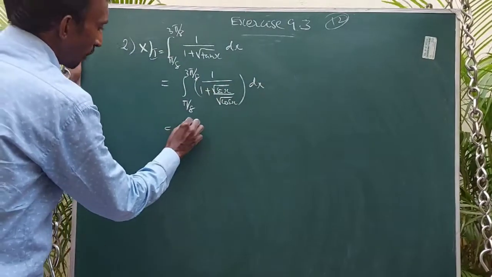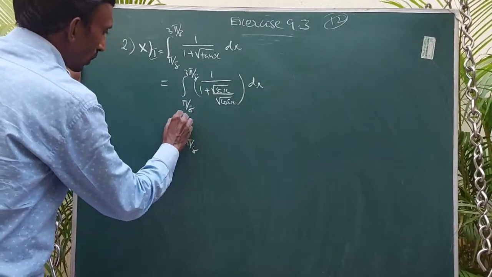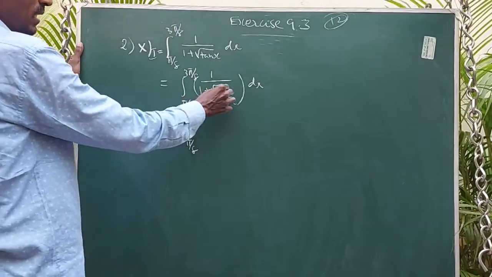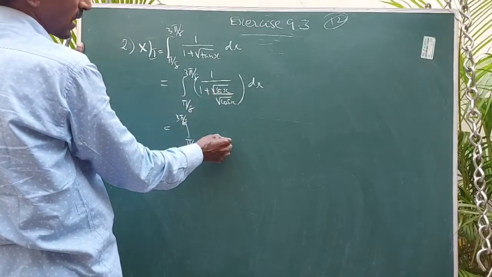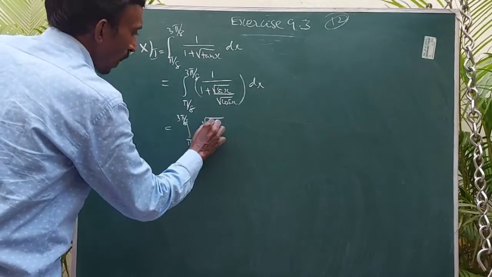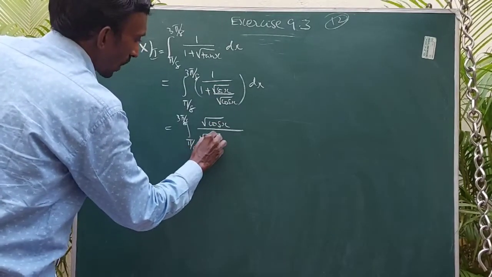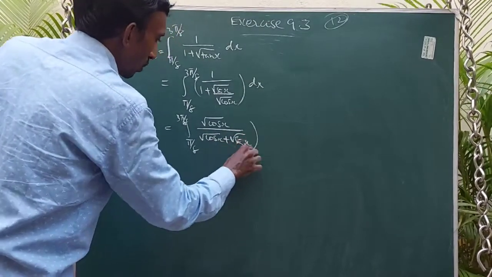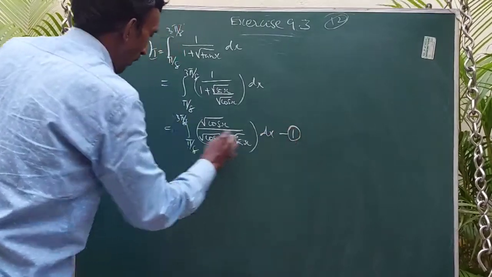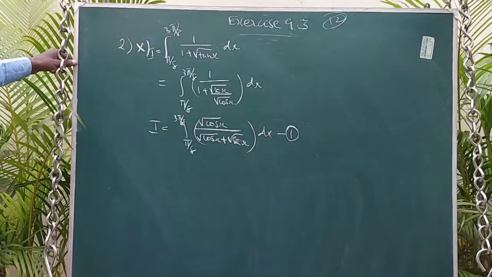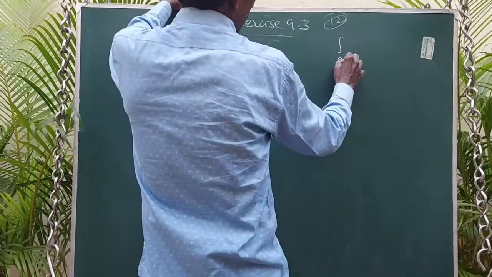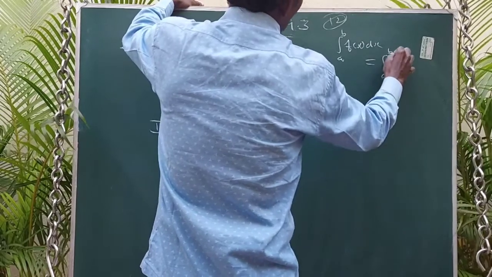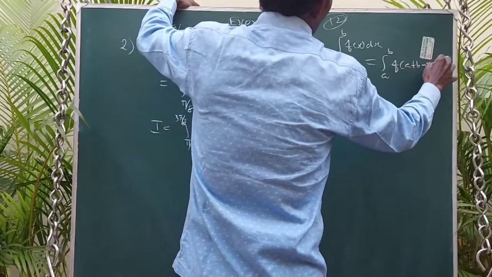If we take the LCM, integral pi by 8 to 3 pi by 8, what do we get? Root cos x plus root sin x by root cos x, it goes to the numerator, so it becomes root cos x by root cos x plus root sin x. I am taking the LCM, into dx, so take it as 1. And we have the property number 6, integral a to b f of x dx can be rewritten as integral a to b f of a plus b minus x dx.